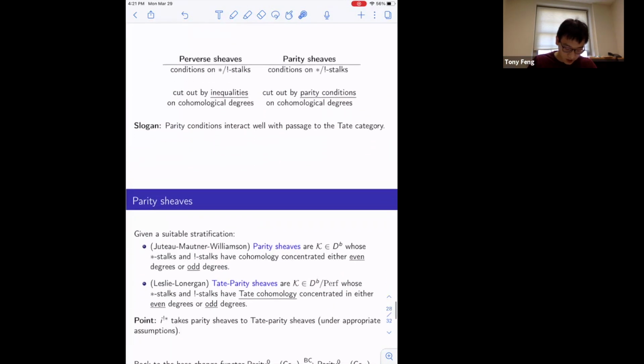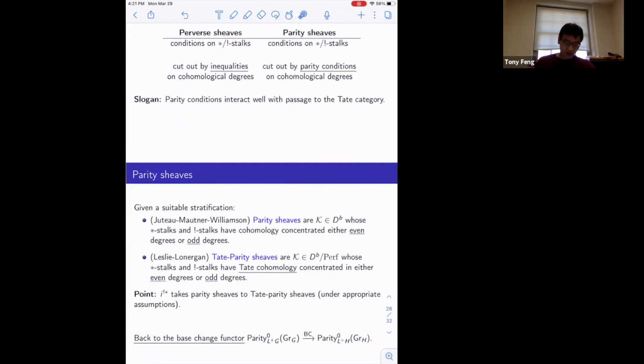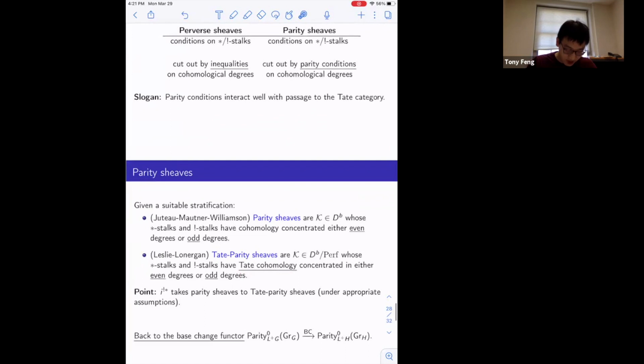Just to be a little more precise, Juteau, Mautner, and Williamson define parity sheaves to be complexes whose star and streak stalks have cohomology concentrated in either even degrees only or odd degrees only. And Leslie and Lonergan observed that there's a good analog of this notion in a Tate category. You have sheaves modulo perfect complexes, then you can take the Tate cohomology of their streak and star stalks, which factors over perfect complexes, and you ask that to be concentrated in either even degrees or odd degrees only. And then the point is that this Smith functor will take parity sheaves to Tate parity sheaves, at least under appropriate assumptions.